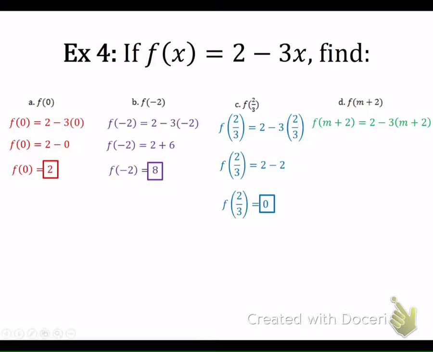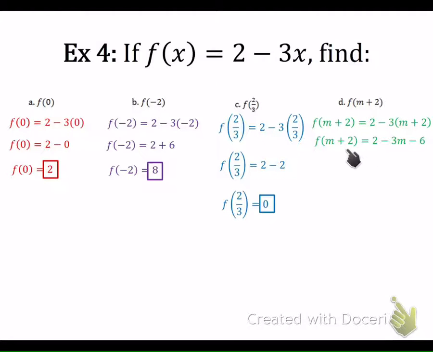Same idea though. Take all the x's out. Here's an x, take it out, put in m plus 2. Here's an x, take it out, put in m plus 2. I took each x out. I plugged in m plus 2. Do I do any math on the left side? Nope, that's just notation. What you can do here is distribute the -3.